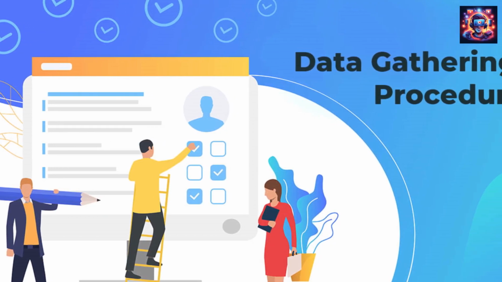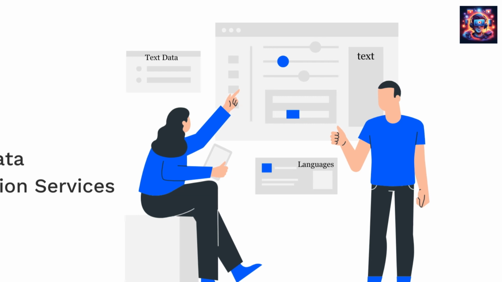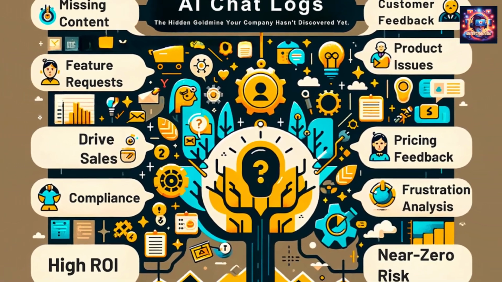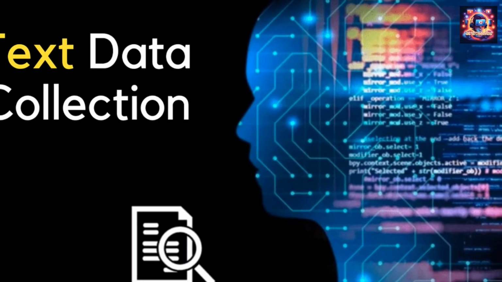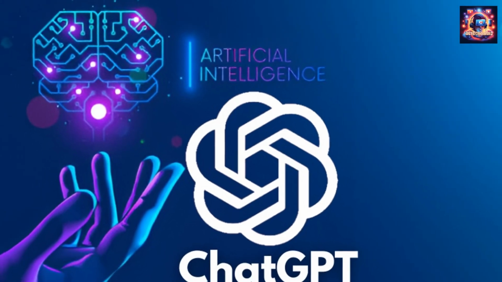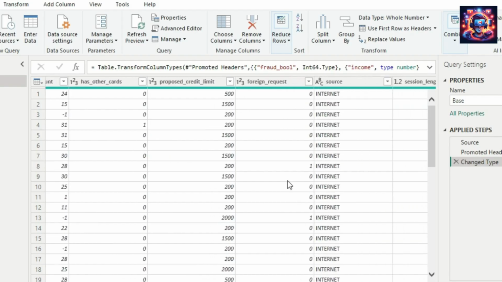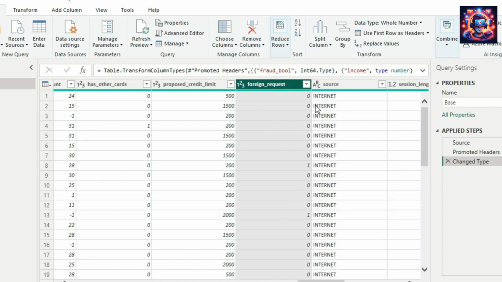Step 1 is gathering your data. You'll need a collection of text data that's relevant to your needs. This could be anything from past chat logs, articles, customer emails, to any text that represents the kind of information you want ChatGPT to learn. The more data you have, the better your AI will become. Make sure your data is clean and well organized.